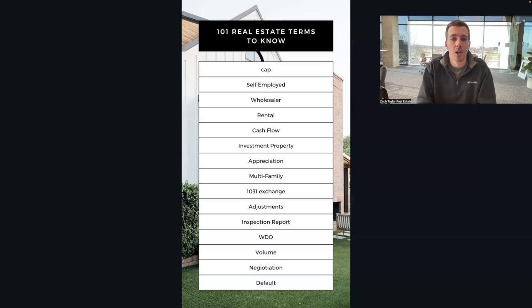Multifamily. So multifamily properties are more than one unit. So think of duplex, triplex, quadruplex, even think of apartment buildings. They're multifamily. 1031. This is a unique strategy used by savvy investors that maybe they are trading up.